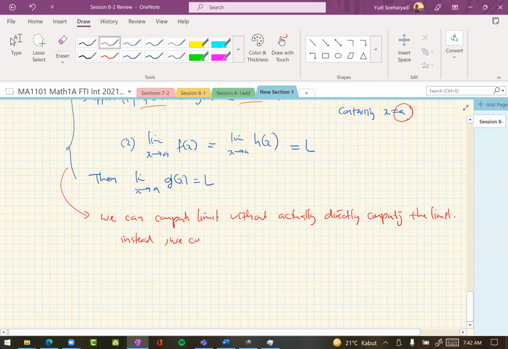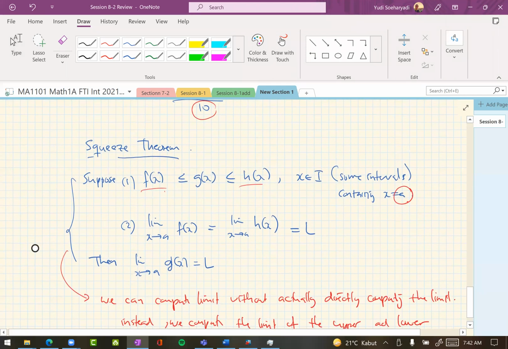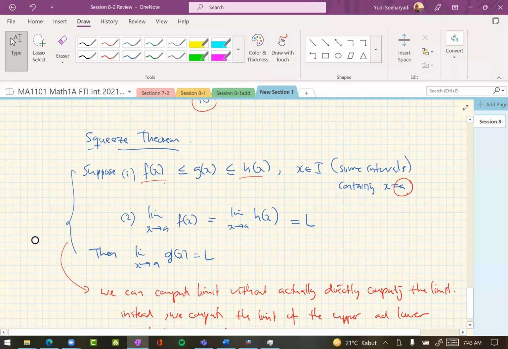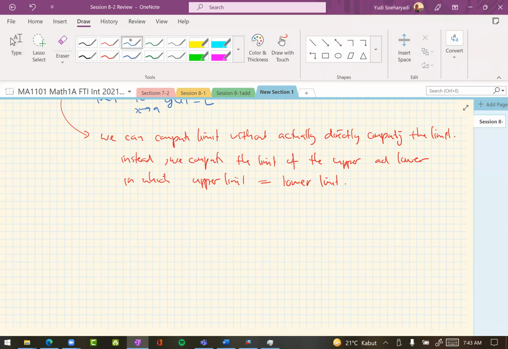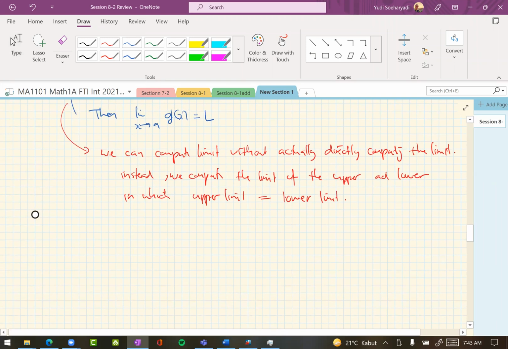Instead, compute the limit of the upper and lower functions, in which the upper limit equals the lower limit. So you don't have to deal with G directly, with the limit of the function directly, but it will be implied by the limit of the lower and the upper. Okay, so that's the thing about the squeeze principle.